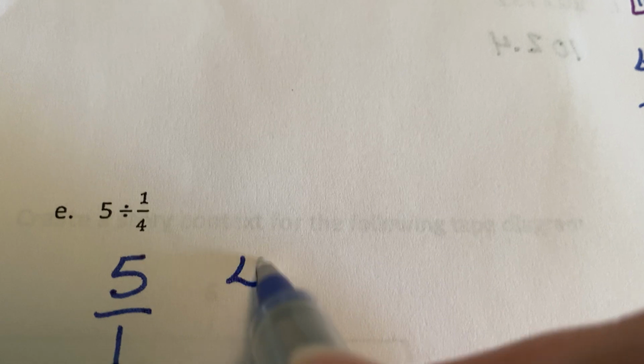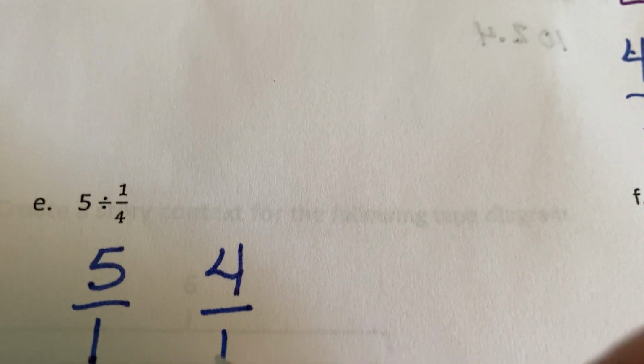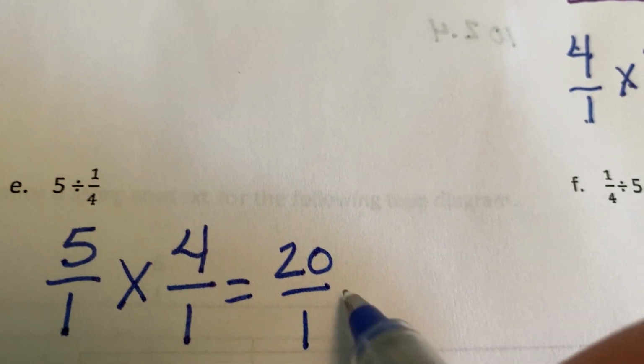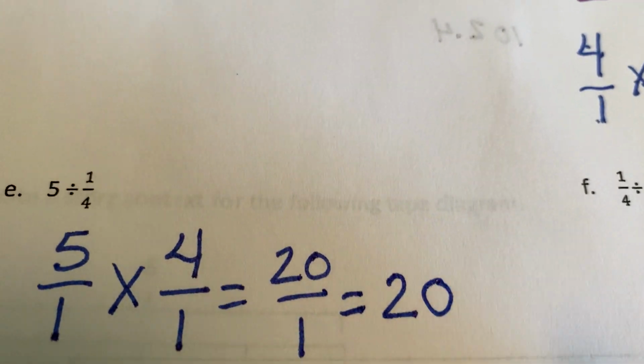All right, so now let's just use the rule here. We've got 5 divided by 1/4. So I've got 5. I'm just going to immediately write that as 5 over 1. And I'm going to flip, so that becomes 4 over 1. And then I'm going to change the division to times. And I've got 20 over 1, which equals 20.